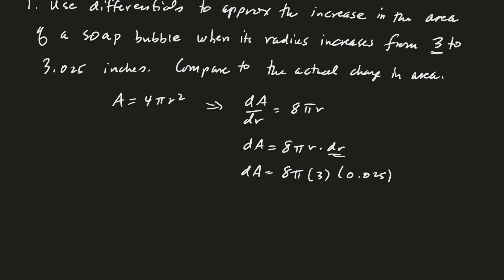This is why I was mentioning in the previous video that it would be a good idea to have a calculator just to make little computations like this. So in this case we get 0.6 pi or 1.88 square inches. So you could say square inches that way.